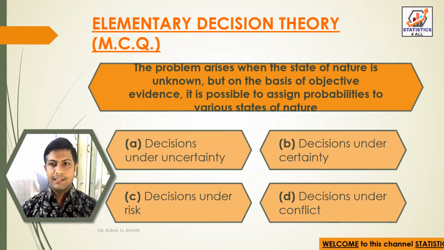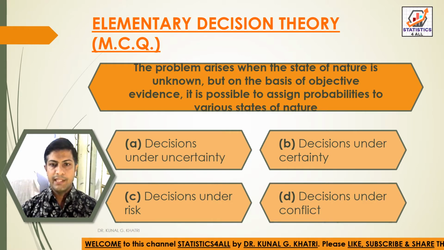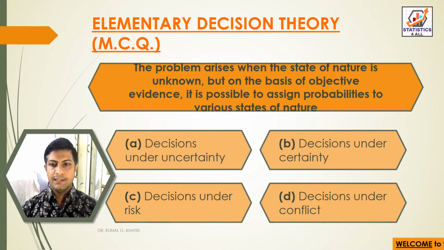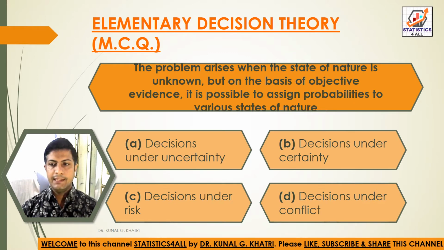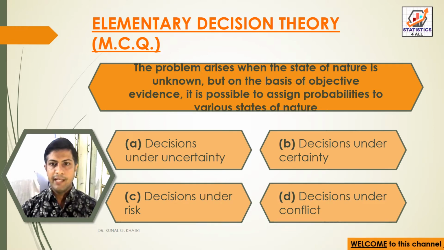Next question, the problem arises when the state of nature is unknown, but on the basis of objective evidence, it is possible to assign probabilities to various states of nature. Option A, decision under uncertainty. Option B, decisions under certainty. Option C, decisions under risk. And option D, decisions under conflict. So here we have answer option C, that is decisions under risk. The problem arises when the state of nature is unknown, but on the basis of objective evidence, it is possible to assign probabilities to various states of nature. That comes under decision under risk.